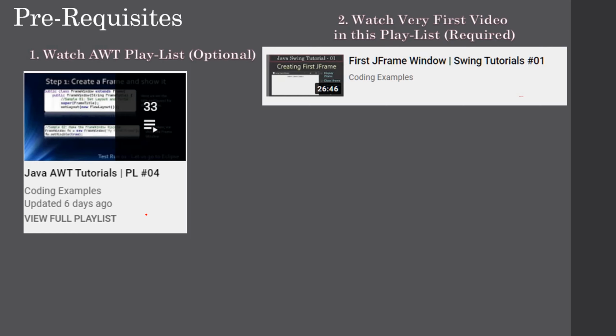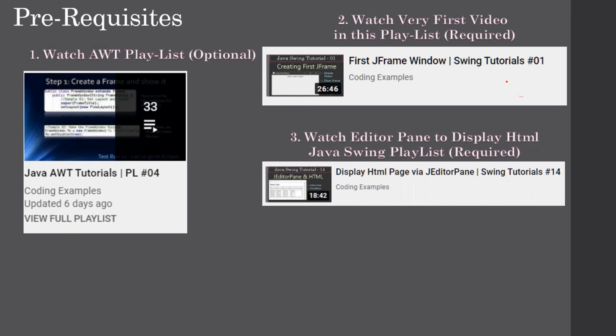The AWT playlist is optional, and this video assumes that we already created a frame window, and the video is available as 01. This is the very first video in this Swing series. So this video makes use of the EditorPane code we already explored in video 14.